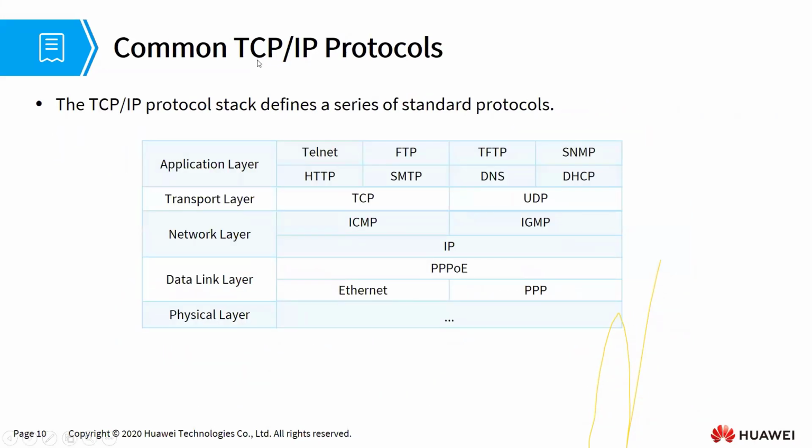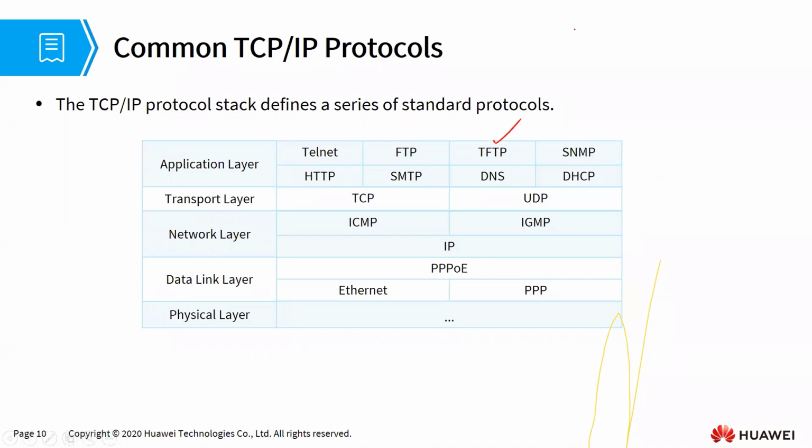And as I mentioned, TCP/IP here is the equivalent TCP/IP. That is why we have 5 layers: layer 5, layer 4, layer 3, layer 2, and layer 1. As you can see, at the application layer we have Telnet, FTP, TFTP, SNMP, HTTP, SMTP, DNS, and DHCP. These are just some of the protocols at the application layer. These protocols provide services for the user.